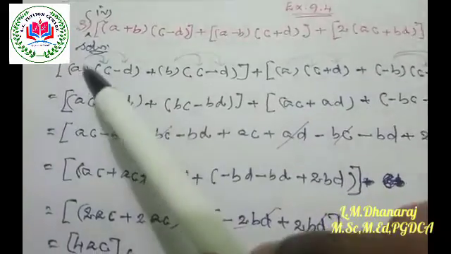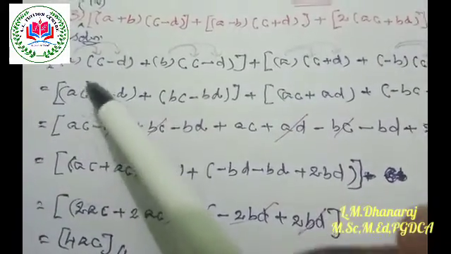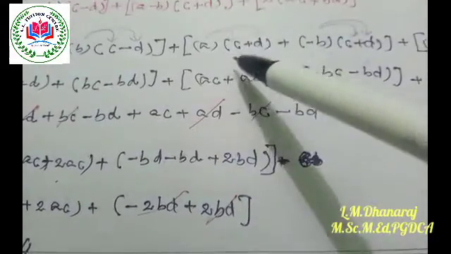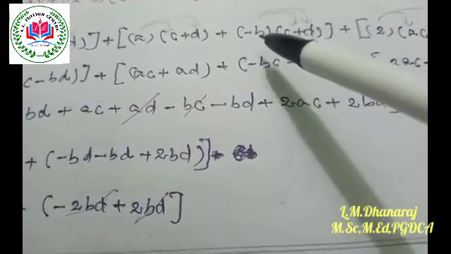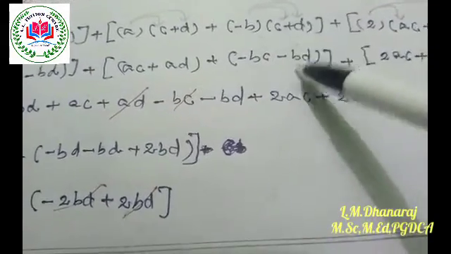Okay. Now for the first expression, when we multiply a into c is ac, then a into minus d is minus ad, plus b into c is bc, b into minus d is minus bd. Here a into c is ac plus a into d is ad, plus minus b into c is minus bc, minus b into d is minus bd.